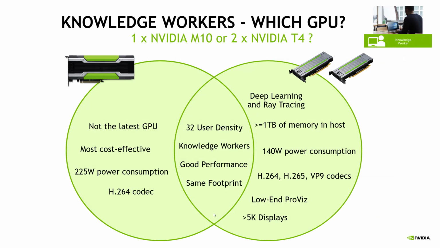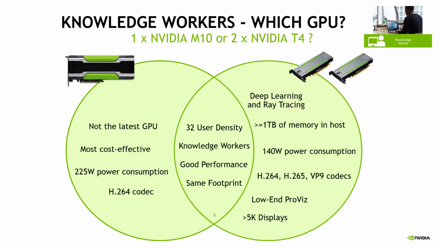So back to knowledge workers for a second. So these are standard office workers. So why would you go for an M10 or why would you go for a T4? I've just provided you with a little Venn diagram here just to give you an idea of why you would use one or the other. I'd always say go for two T4s. They're half the size of an M10, so they can fit in the same form factor as a single M10. They take less power as well, so between them they only require 140 watts of power, 70 watts each. They're the latest generation of cards we have up there.